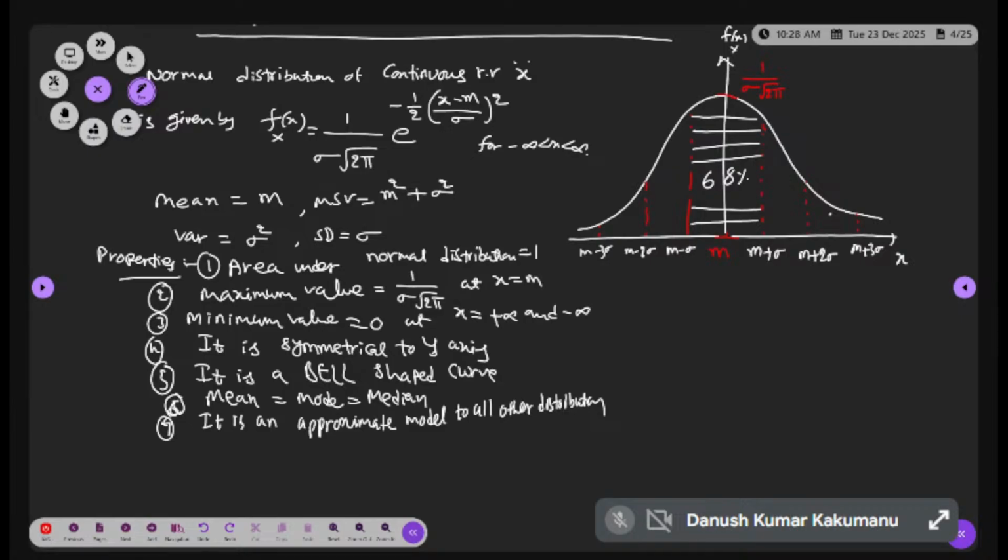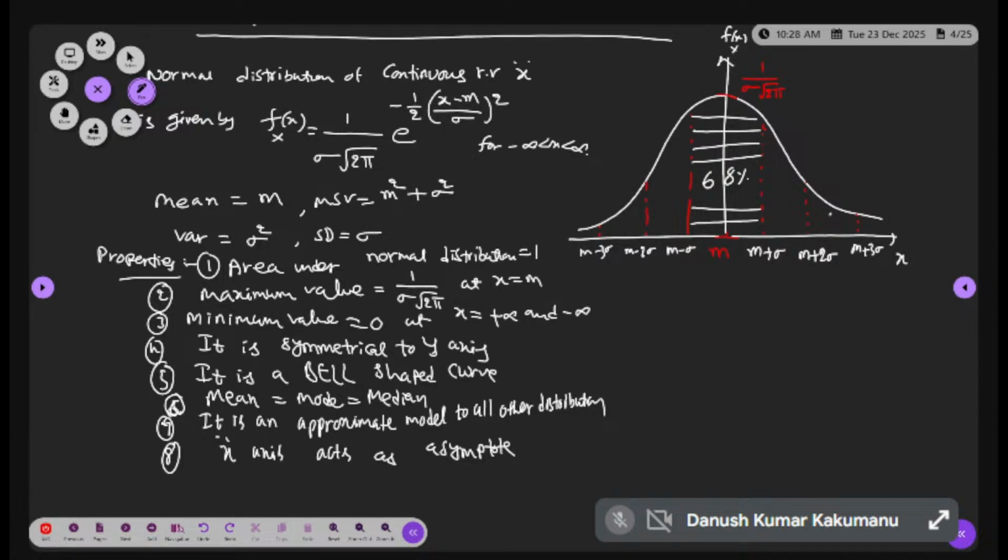Next, eighth property, x-axis acts as asymptote. You see here, this x-axis touches the graph. Where is this x-axis touching the graph? At infinity and at minus infinity.